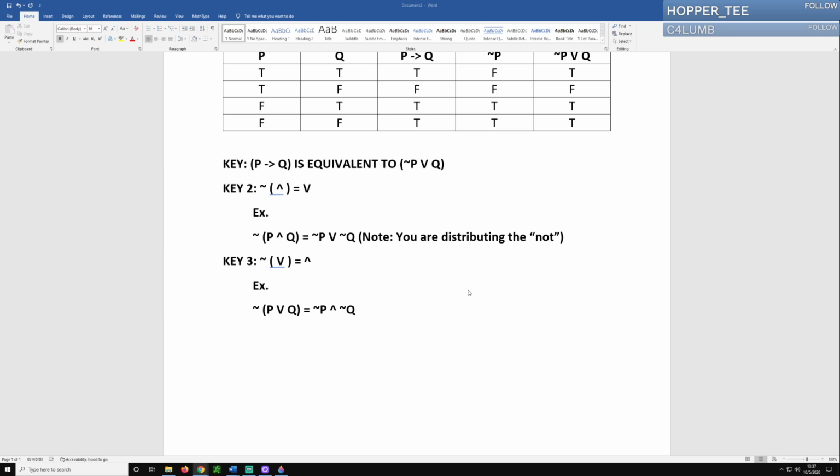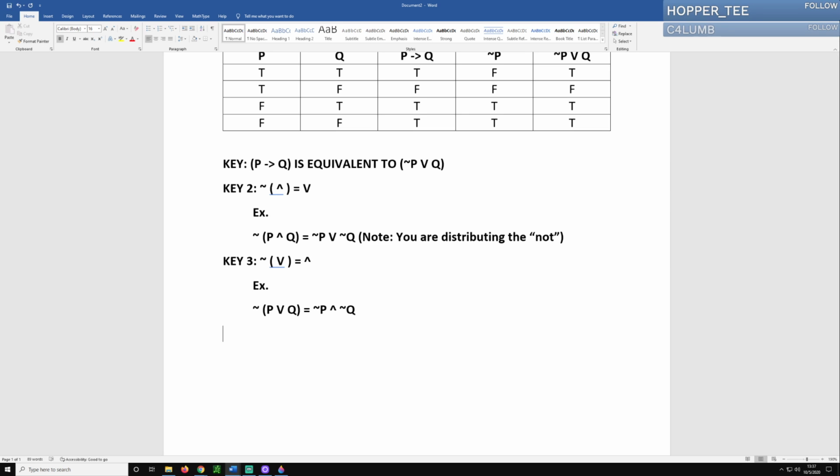Okay, so if we have that, now take a look at what we have here. We have two keys here. We know that if we take the negation of and, we get or. We take the negation of or, we get and. And if you take a look at the first one there, we say if P then Q is equivalent to not P or Q.